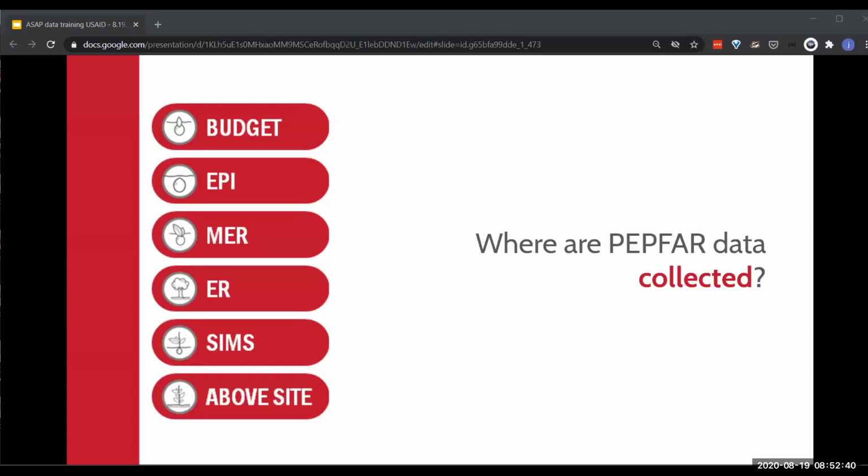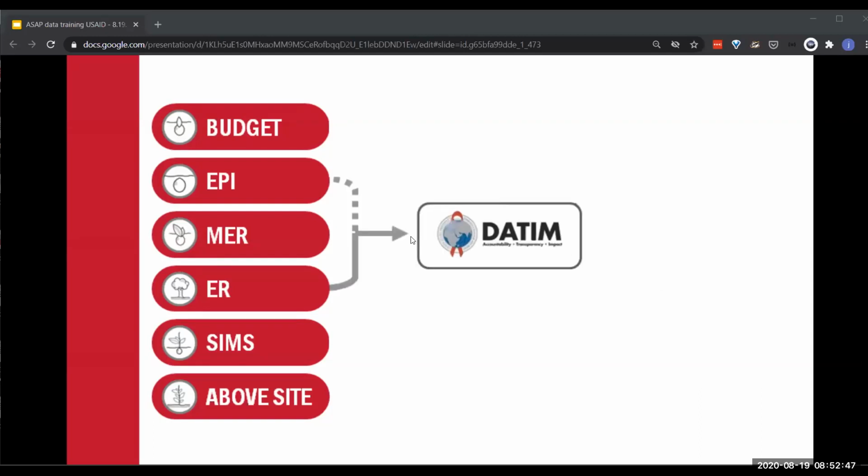Each of these different data streams has a system that it corresponds to within PEPFAR. The main one that you're probably going to hear about and become the most familiar with is Datim. Datim is a system based on DHIS2, which you may be familiar with because many of your ministries of health use DHIS2. But Datim takes DHIS2 and modifies it for PEPFAR-specific use. This is where we host the MER data, the epi data, and the ER data.